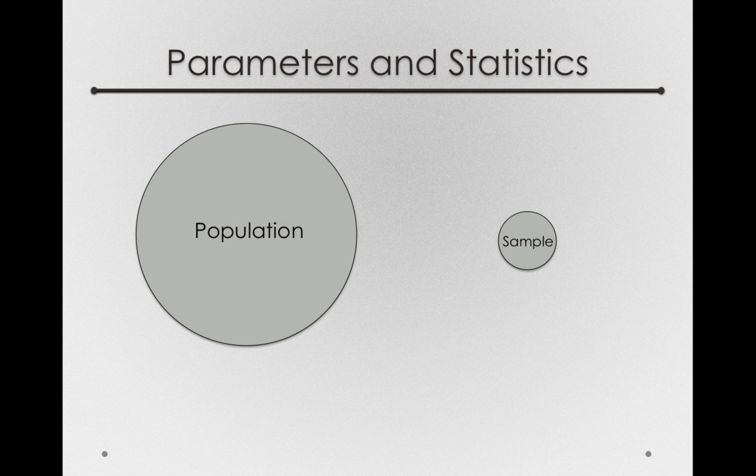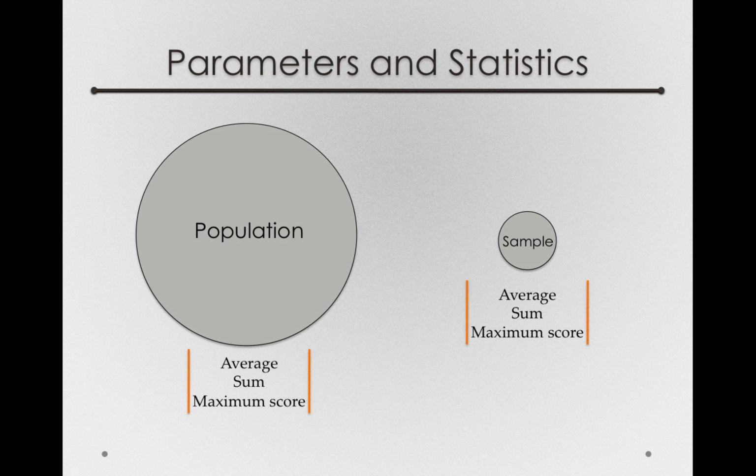Let me step back. Remember, the population is the thing we actually care about quantifying, and the sample, usually much smaller, is the thing that we're actually working with to make the inference to the population. Now, populations and samples can have the same types of measures: averages, sums, maximum scores. These are all statistics in the sense that they are operations on data. But when we have an average of a population, or a sum or a maximum score in the population, we will call those values parameters. And the same values, when we calculate them in samples, we'll simply call a statistic. This distinction is critically important.